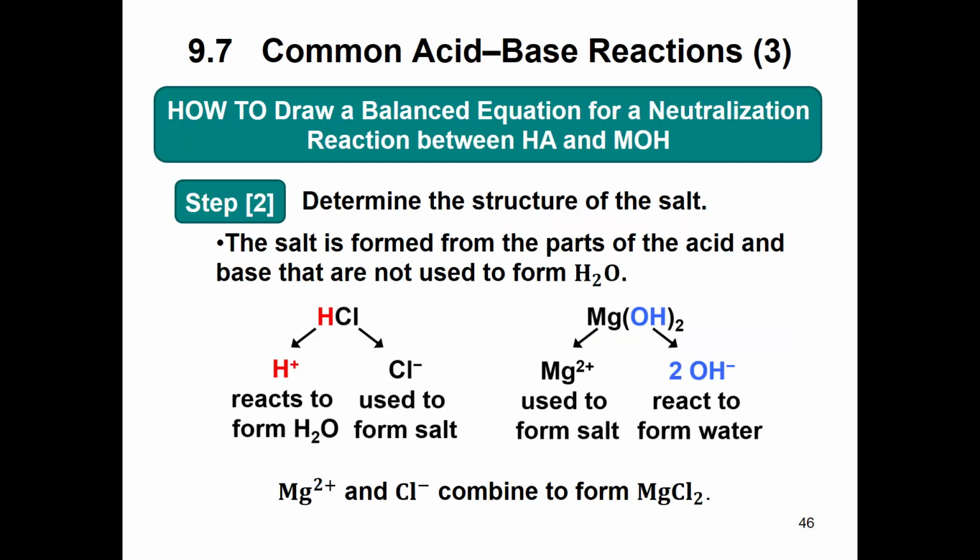So you've got to figure out what the salt is going to be. So since we have removed the H to form the water, we're going to have a chloride, and then we're removing the OH to form water, and we're going to have magnesium left, and so magnesium is a +2, chloride is a -1. So if we do a swap and drop where 1 goes to the magnesium, 2 goes to the chloride, you get MgCl2, magnesium chloride.